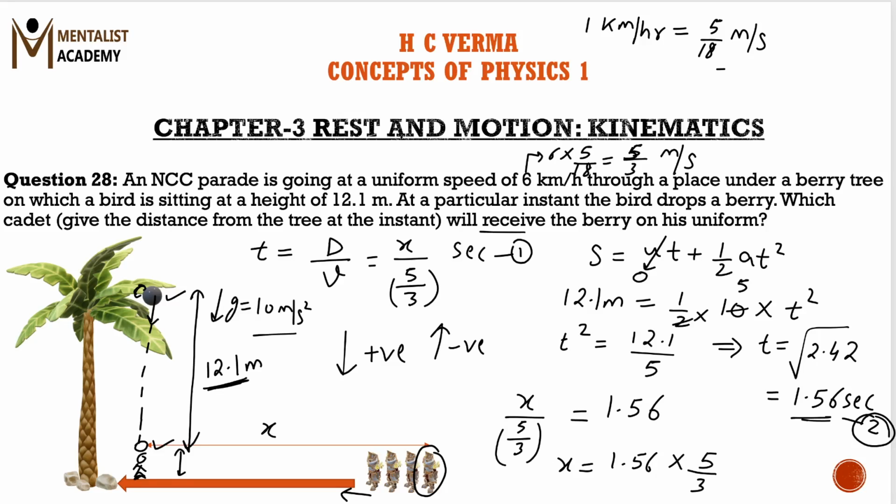Let's cancel this with this. So this is 0.52, so it becomes 1.56 into 5 upon 3, or it would be 2.6 meters. So approximately a cadet which is 2.6 meters away will have the berry dropped on his uniform.